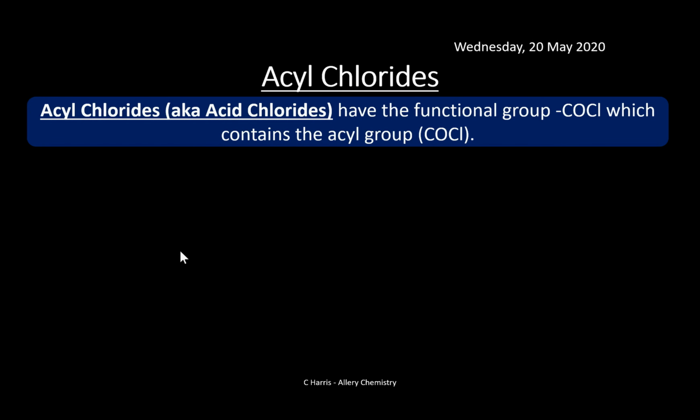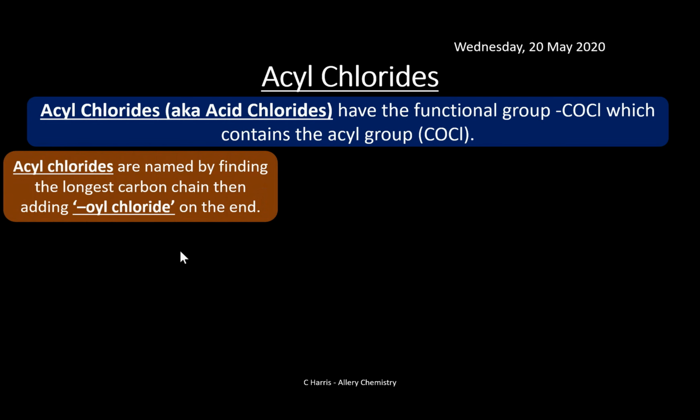So acyl chlorides, also known as acid chlorides, have the functional group COCl, which contains the acyl group. Acyl chlorides are named by finding the longest carbon chain and then adding oyl chloride at the end. You'll notice this is pretty much the same as a carboxylic acid, so we're naming it in the same way, except instead of adding oic acid, we add oyl chloride on the end.